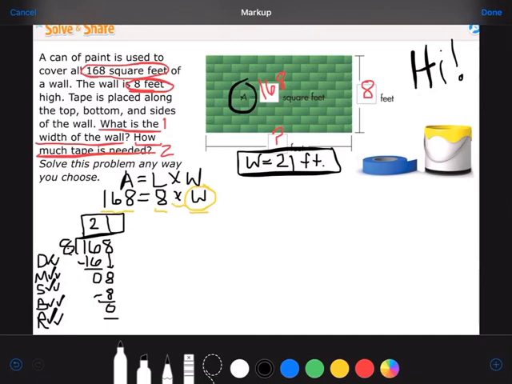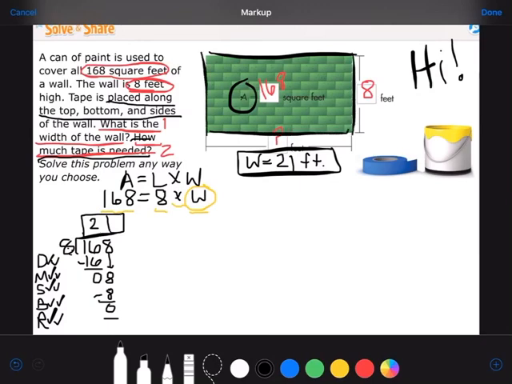Let's go back to the question. It said, how much tape is needed? Well, needed for what? Tape is needed to be placed along the top, bottom, and sides of the wall. So that's the top, the bottom, and both sides of the wall. Well, if I'm placing tape around the entire outside of the wall, that's a perimeter problem. Perimeter, add all the sides.